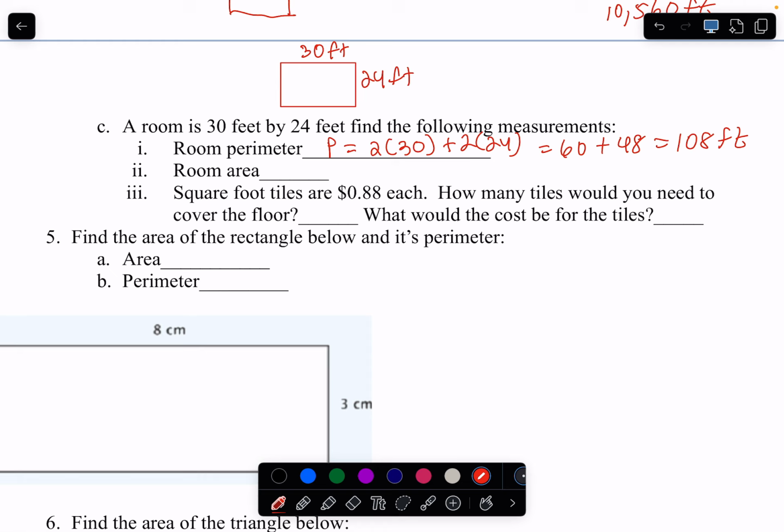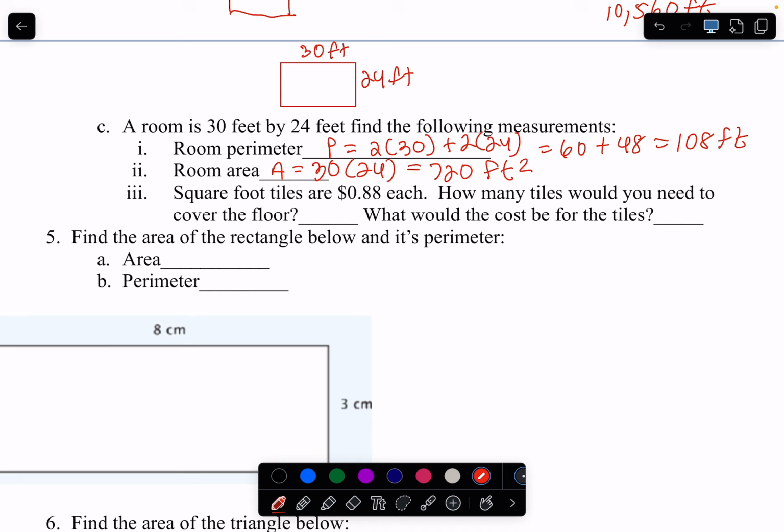Okay, now let's talk about area. The area of a rectangle is length times width. So just do in your calculators 30 times 24, and you're going to get 720 square feet. Please, I will take off some credit if you do not label your units. Okay, so make sure you're labeling everything.